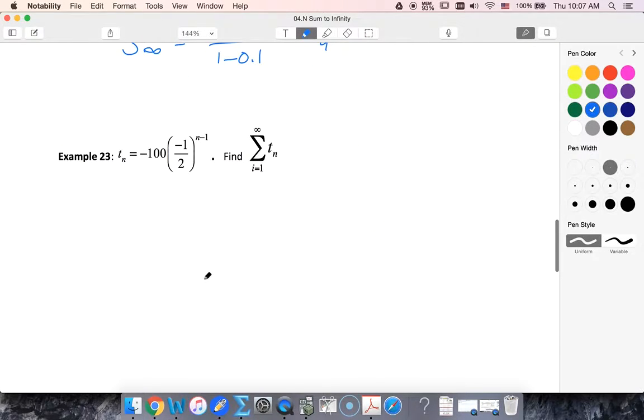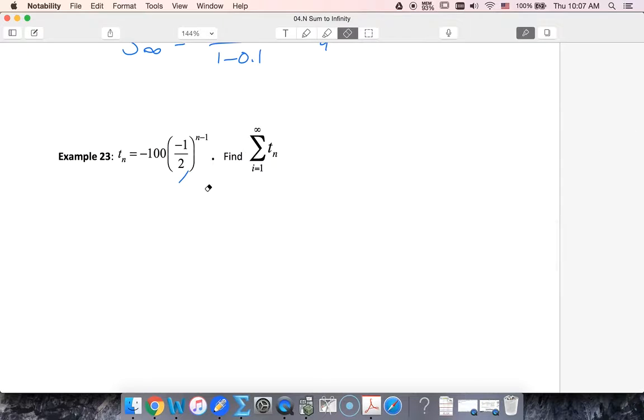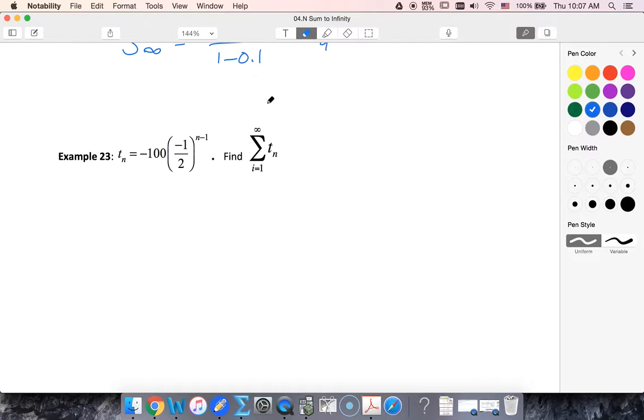All right, now we've got a geometric series. Sorry, this is our geometric sequence. We're going to turn it into the geometric series. So let's look at our terms. We've got a first term of 100, and then we would get positive 50, negative 25, etc.